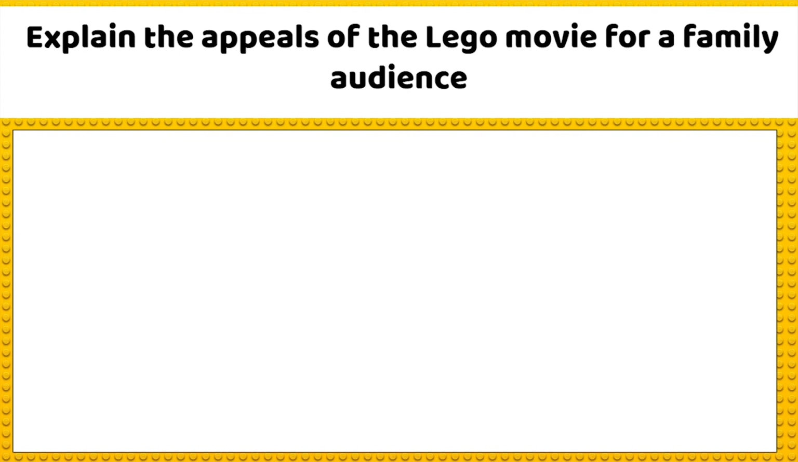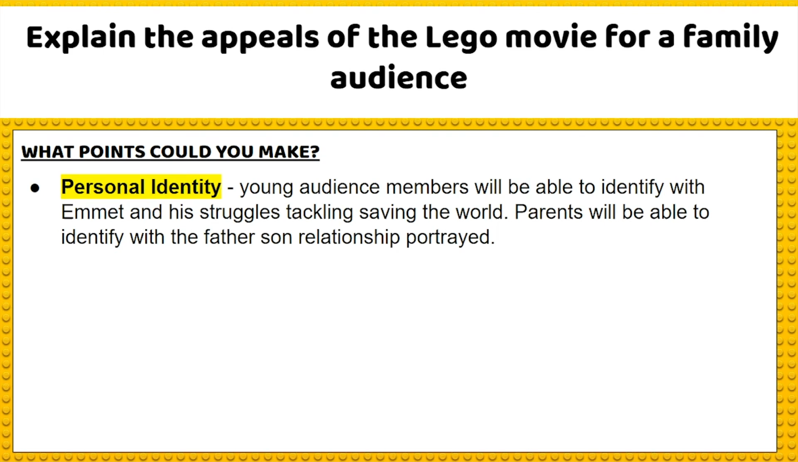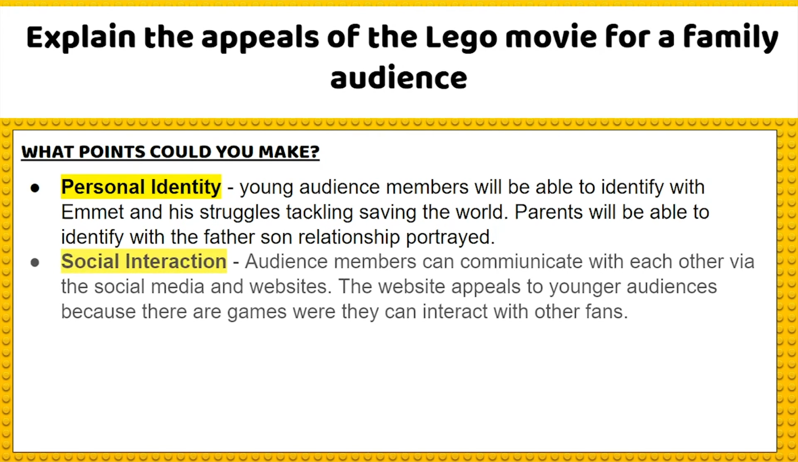As this is an appeal question, we should focus our points around the uses and gratifications theory. So the points I could make include personal identity, in that young audience members will be able to identify with Emmett and his struggles tackling saving the world, and that parents will be able to identify with the father-son relationship portrayed.